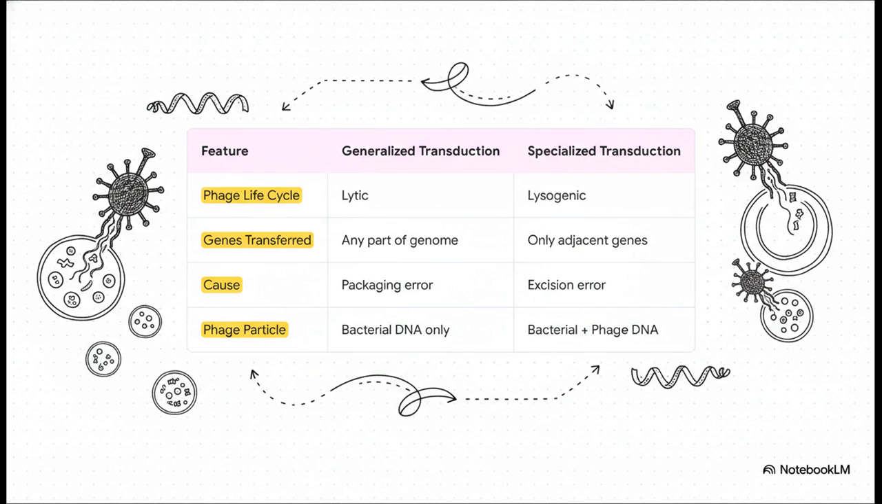Okay, this table right here is perfect for studying. Seriously. It breaks down all the key differences you need to know. Let's run through it real quick. Generalized transduction, that's the lytic cycle. It transfers any gene, and it's all because of a random packaging error. The phage particle itself only has bacterial DNA. Now, specialized transduction, that comes from the lysogenic cycle. It only transfers genes next to the prophage site, and the cause is a sloppy excision error. And importantly, that resulting phage has both bacterial and phage DNA. If you can remember this table, you're in great shape.